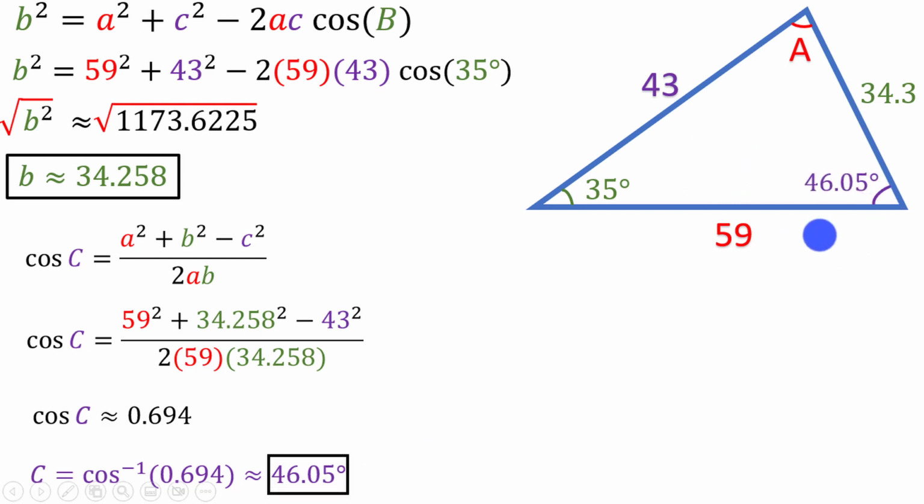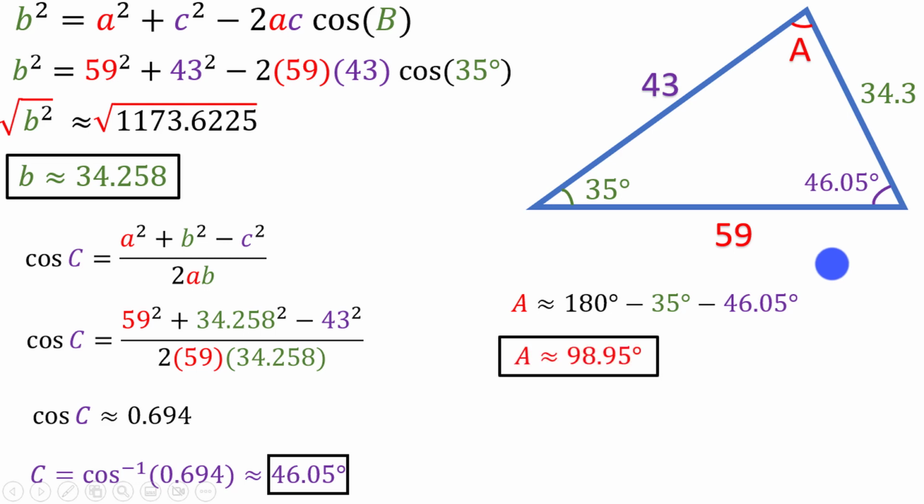so we can put that onto our triangle. At this stage, we can solve for the missing angle by taking 180 and subtracting the other two angles. We will get that capital A is approximately equal to 98.95 degrees. At this point, we have solved the triangle.